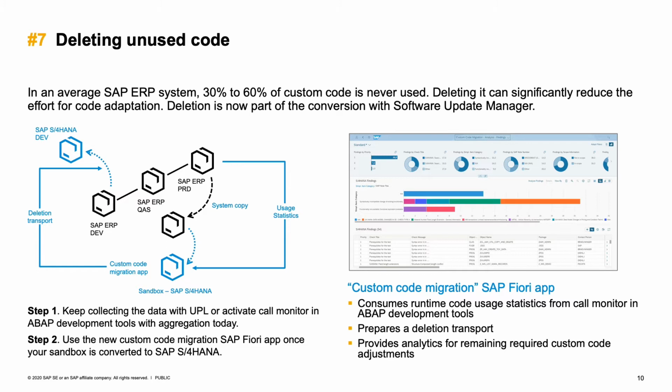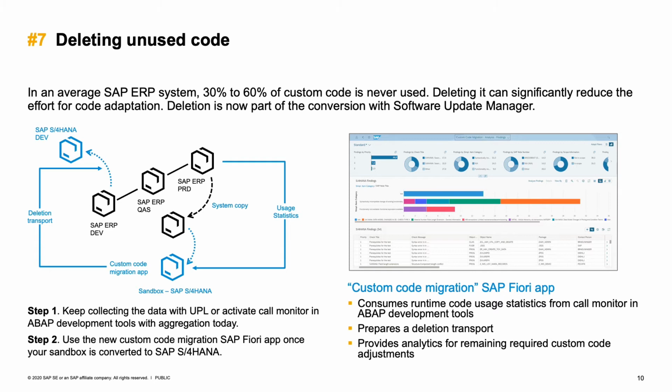As just mentioned, in an average system, 30 to 60% of custom code is never used. It's code that has been copied from SAP standard for testing purposes. It was created because it might have been thought to be necessary, but then never went live from a business perspective, or it's simply a one-time solution that was implemented but has become obsolete. Whatever the reason, it's a known fact that unused code exists within a customer system. And SAP has now provided a custom code migration app, which will help you decide which code can be deleted and which code actually has to be taken over to S/4.